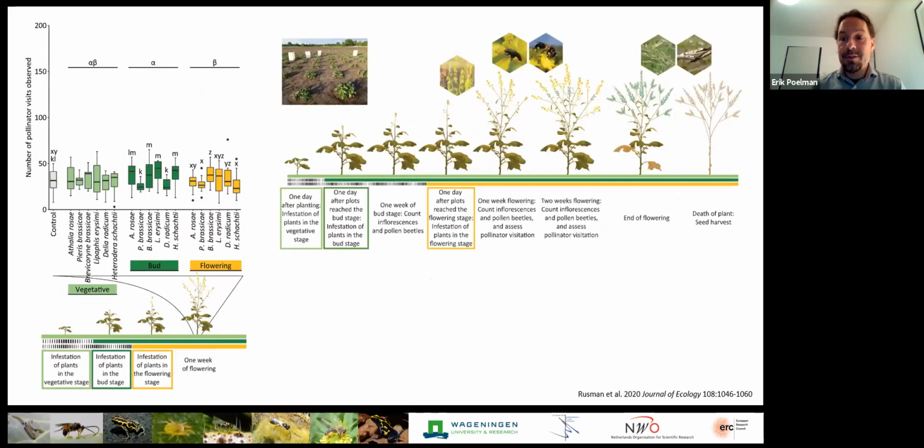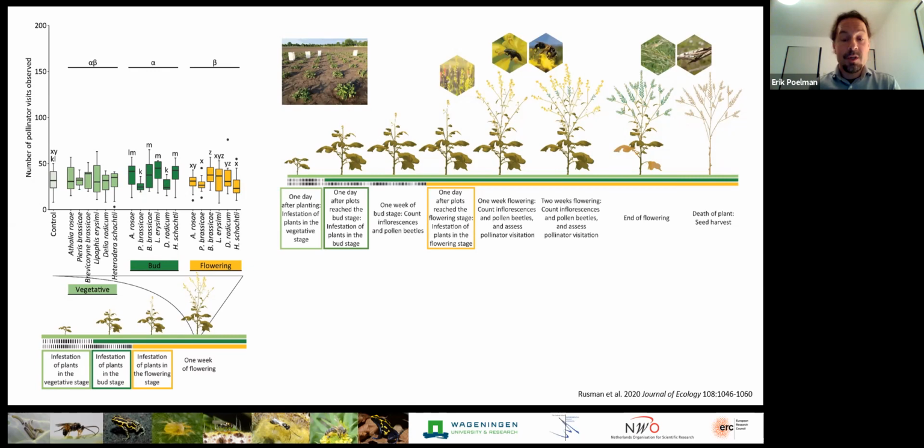And of course, it's always then the question, when are these interactions taking place? When are they the most important? Is it really when the herbivores are present, when the plant is making flowers, and then it will affect the pollinators? Or can also herbivores that are feeding on these vegetative plants that have not yet made flowers affect how well this plant is interacting with the pollinators?